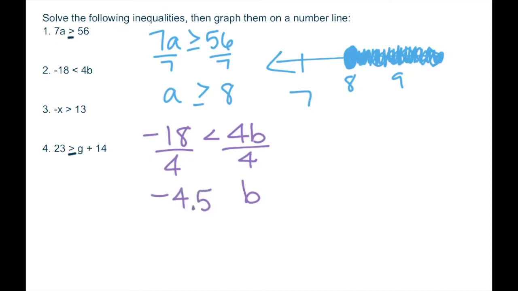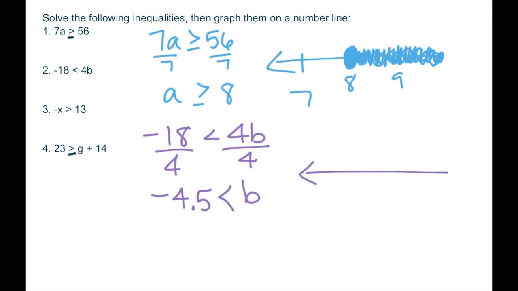And you may say, wait, Miss Oliver, we had a negative 18, so do we flip the inequality sign? The answer to that is no, we do not. Only when we are dividing or multiplying by a number that is a negative. So if this had been a negative 4b instead, then yes, we would have flipped the sign. But because what we were actually dividing by was not negative, we do not flip our sign.